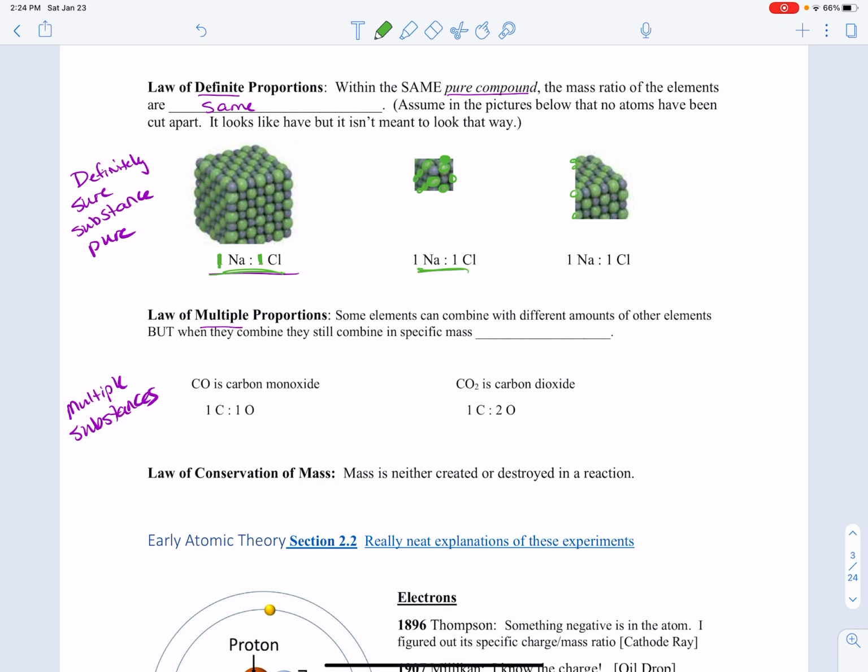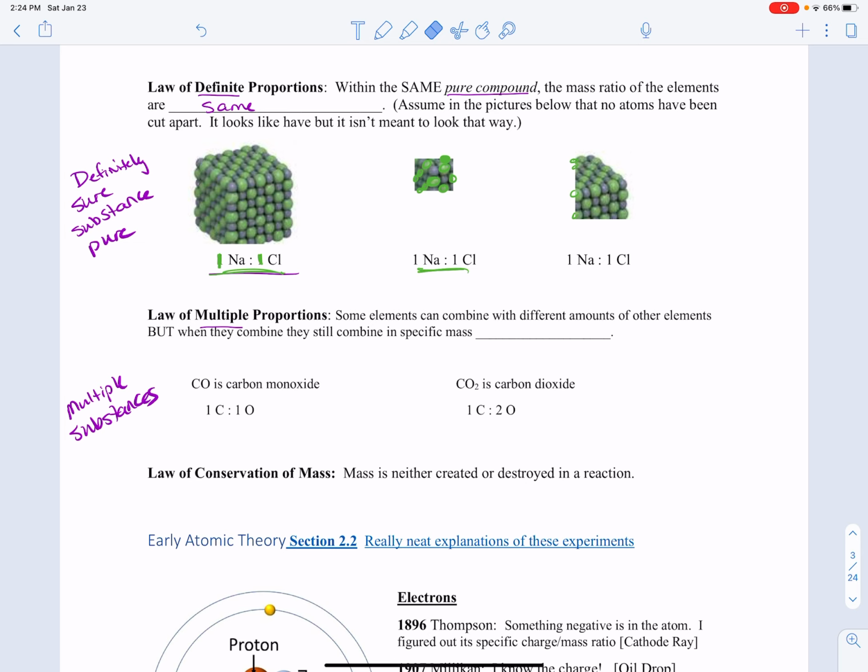So that kind of gives us some answers about atoms if we think about it. What we're kind of going to be leaning into, what they were realizing, was that one atom of sodium was being paired with one atom of chlorine. But they weren't there yet. They were just comparing the ratios.